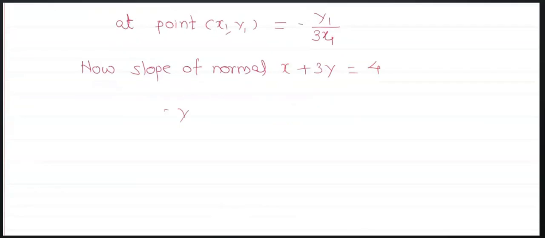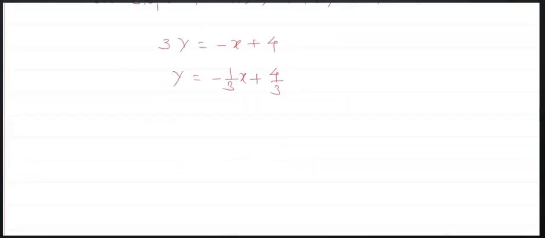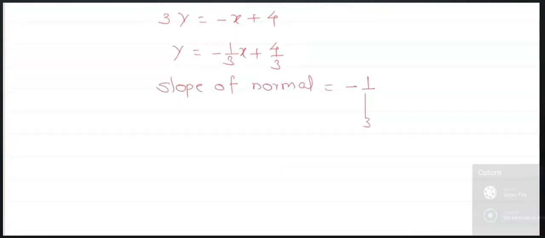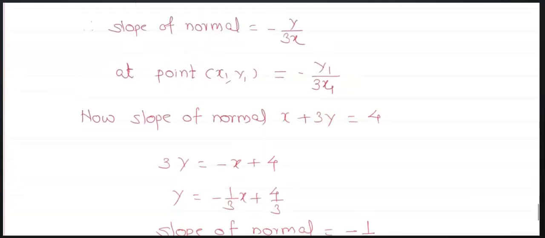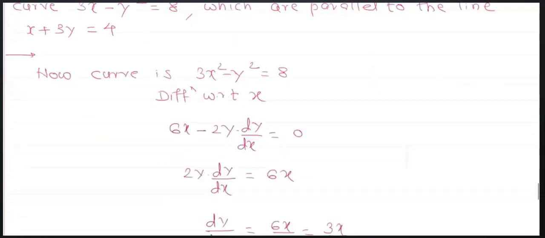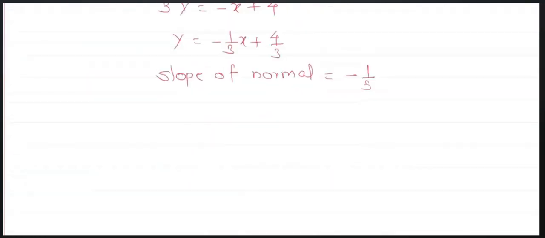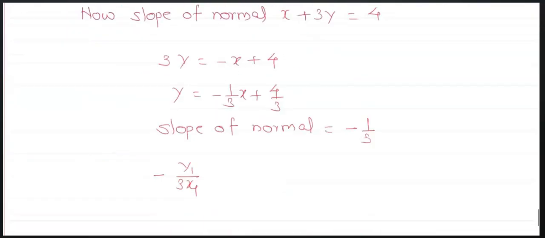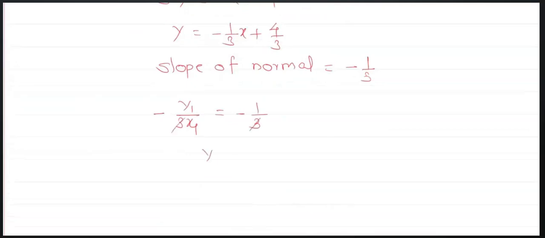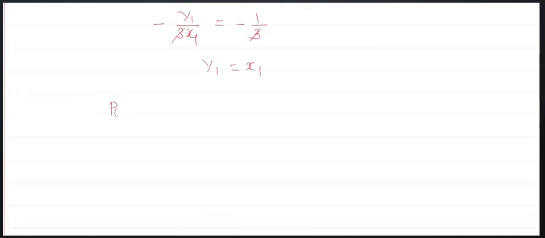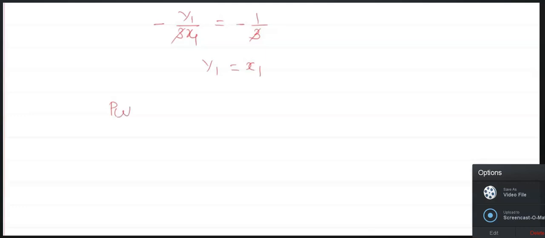Now, what is the equation of the normal? That is x + 3y = 4, the equation of the given line, and its slope is -1/3. This equals -1/3, and the 3s get cancelled. You will get y1 = x1.